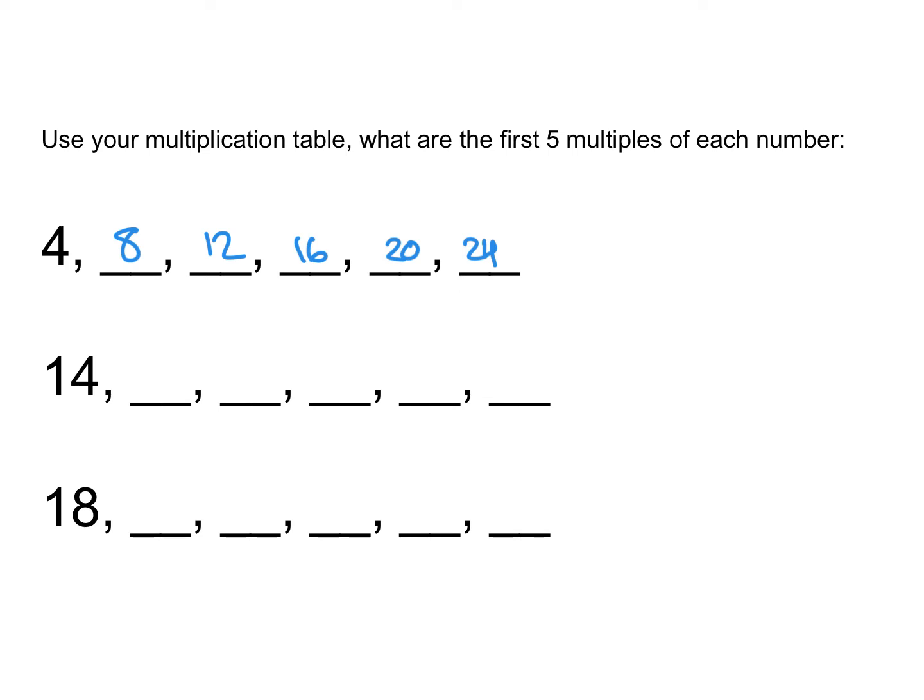14, 28, 42, 56, 70, and 84. 18s, if I go down that list, 18, 36, 54, 72, 90, and 108. We need to understand what a multiple is to use least common multiple.